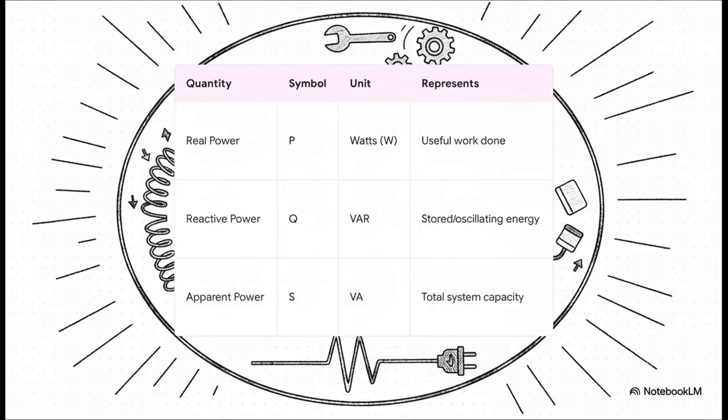Okay, so let's do a quick recap here. We've got real power in watts that's doing the actual work. Then there's reactive power in VAR, which is that stored energy just oscillating in the system. And finally, apparent power in VA, which is the total load the system has to bear. 3 different things, all working together.